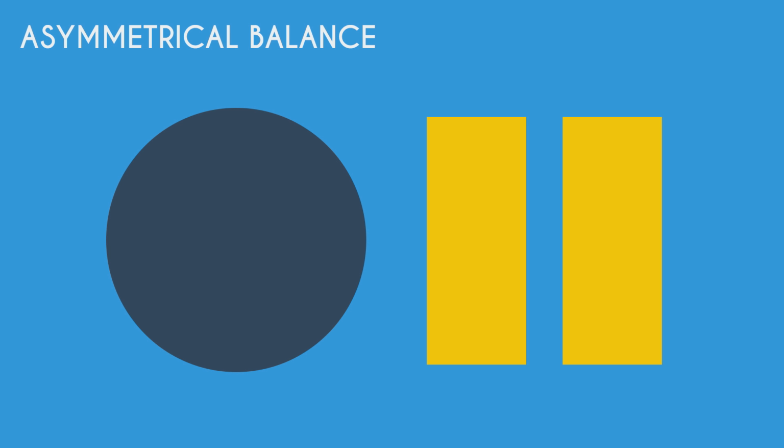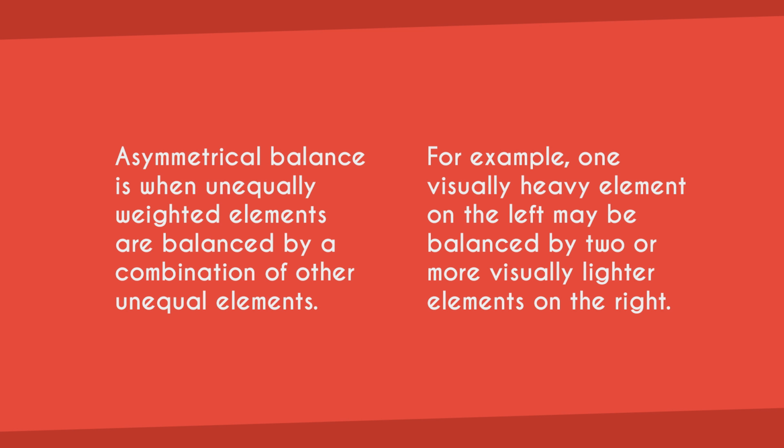Then there's asymmetrical balance, which is a bit more complicated. Essentially, it's when a group of elements are equal in visual weight to a single larger element. For example, here we have one large circle and two taller rectangles. Now, although they are different in visual weight individually, when compared with each other and grouped via position and things like that, that's how you understand the relation between them. They are equally weighted, but they are asymmetrical. So asymmetrical balance is when unequally weighted elements are balanced by a combination of other unequal elements. A visually heavy element on the left can be balanced by two or more visually lighter elements on the right-hand side of the page.